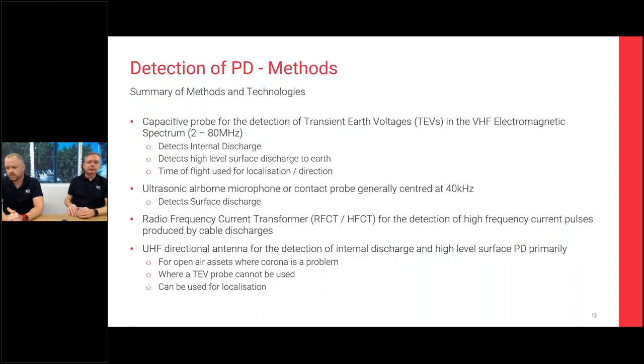The techniques that we deploy, irrespective of what type of plant we're testing, start with the transient earth voltage, which is an electromagnetic technique, generally in the HF to VHF range, and that's for detecting internal discharge and high-level surface discharge to earth. What we use with the TEV technique also is localization. We use time of flight for directional localization. From that we can say whether it's coming from the cable termination, the switchgear, or is potentially being imported from up the cable. So that's how it gets applied in the cable context.